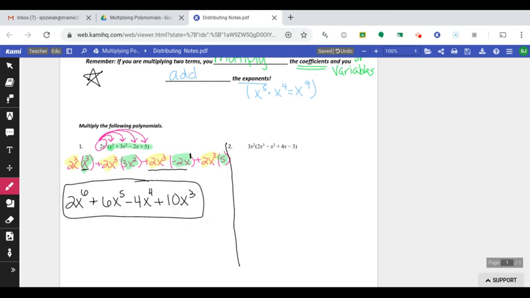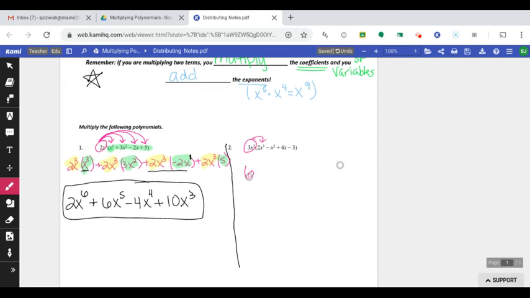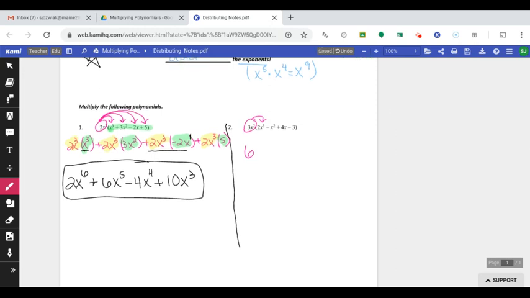This is probably stuff that you guys have done before. This probably does not seem that hard. I'm just trying to show you the work so that you understand where it's coming from, just in case you forget. So now we're going to do one more example. 3x squared times 2x to the third. So multiply the coefficients, add the exponents. 3 times 2 is 6. But then when we add the exponents, we're going to get 5.